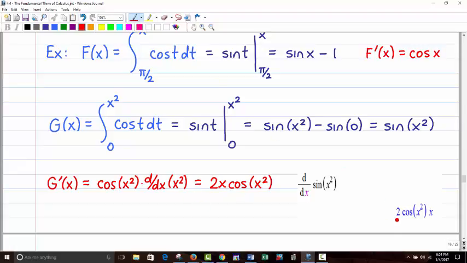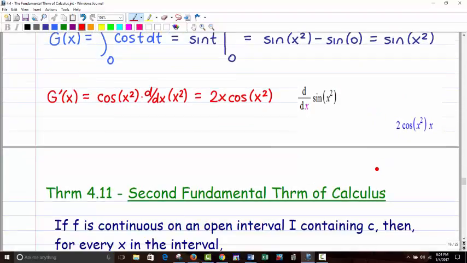Now Maple kind of did it weird. I don't know why they put the 2 in the front and the x at the end. Whatever, that's okay. That's fine. So the derivative of it would be 2x cosine of x squared.